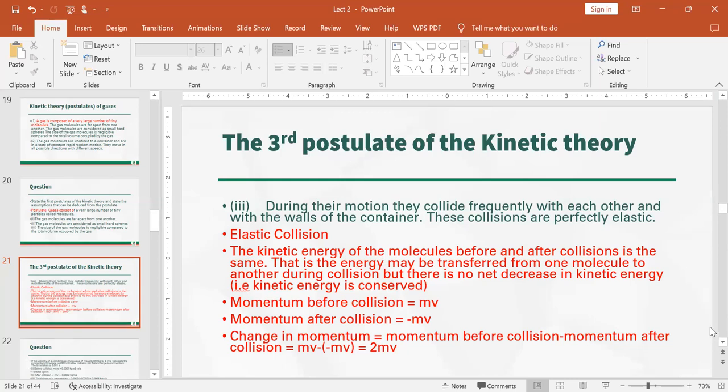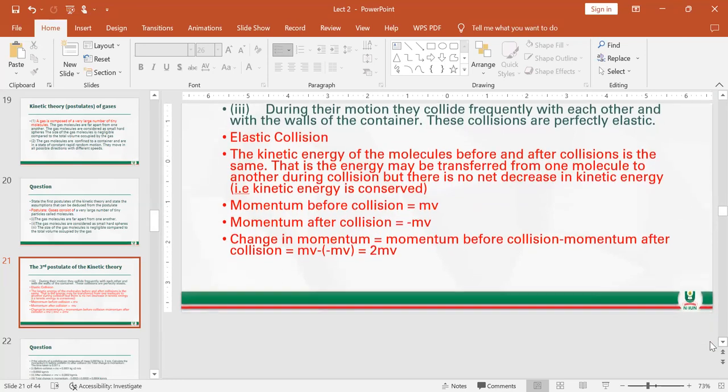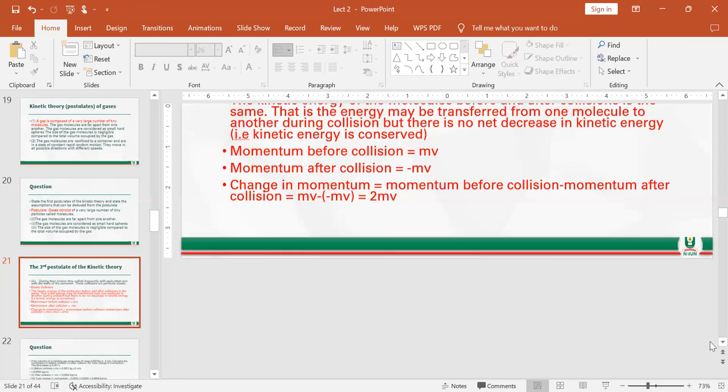So you can look at it. That's the third law. The third law talks about collision, and we see that the collision is elastic, and because the collision is elastic, momentum before collision is equal.